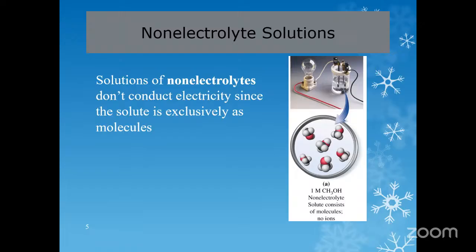The example shown here in this picture is a solution of methanol. Methanol, when added to water, does not dissociate to form ions, right? So if you could see the molecules, you'd only see intact methanol molecules present, no ions present. Therefore, if you try to run a current through it, which is what is being done here, we have a lamp which is a part of the external circuit. As you can see, it's not lighting up, which indicates that there's no current passing through the solution, right? So this is called a non-electrolytic solution.